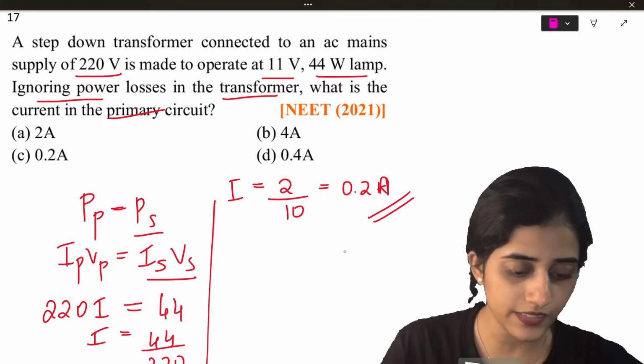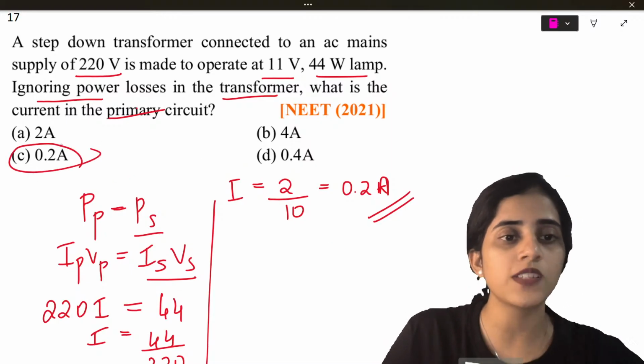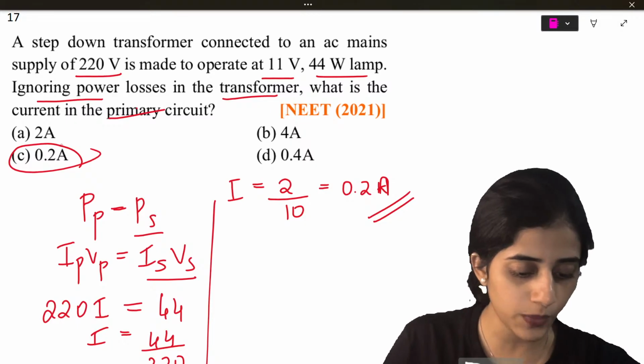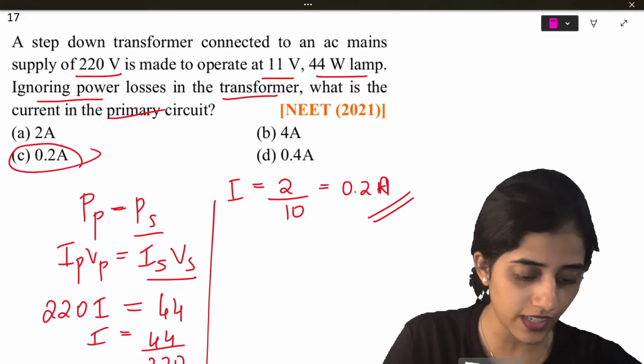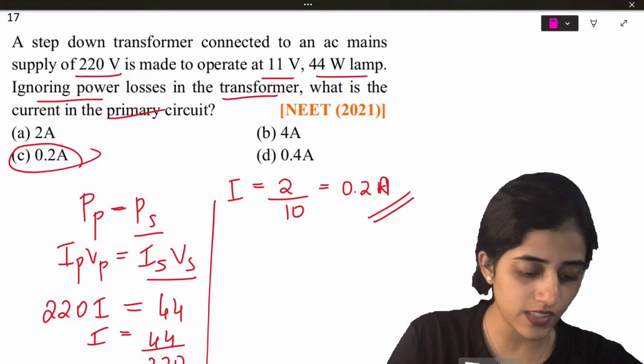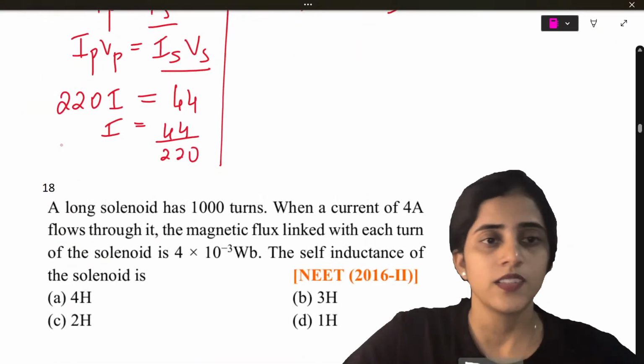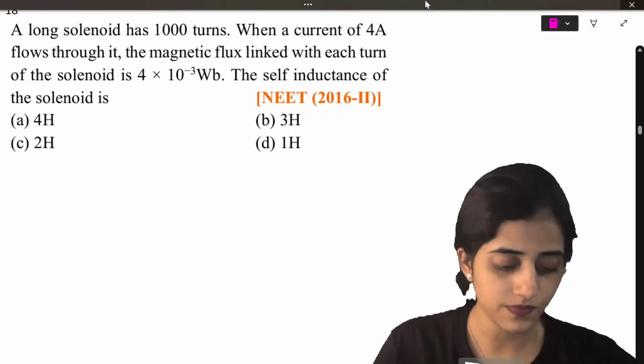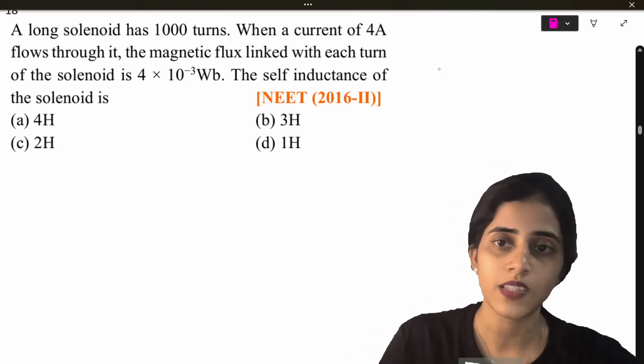Is this fine? What option is it? Option C? Are you all getting option C? Yes, Mr. Harihar Kumar got C. Pallavi is C. Okay, very good. Let's move on to the next question.